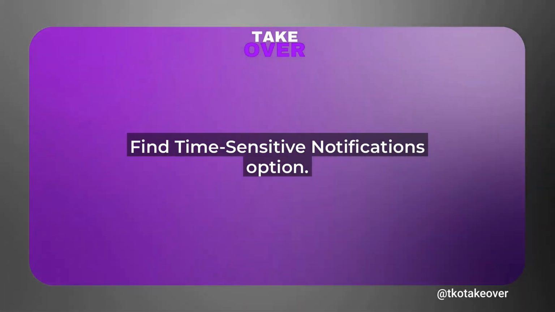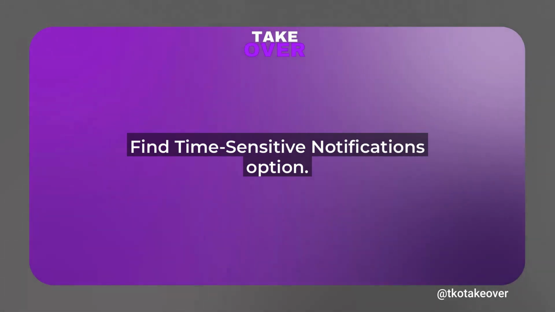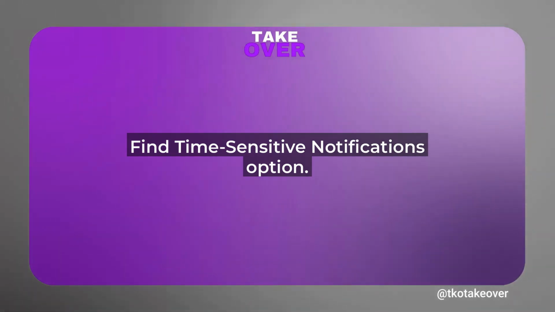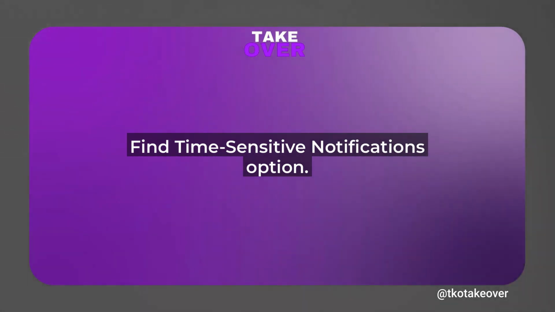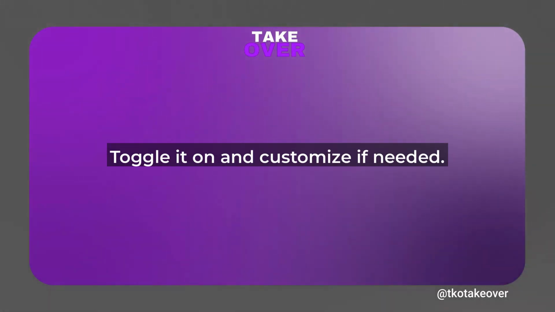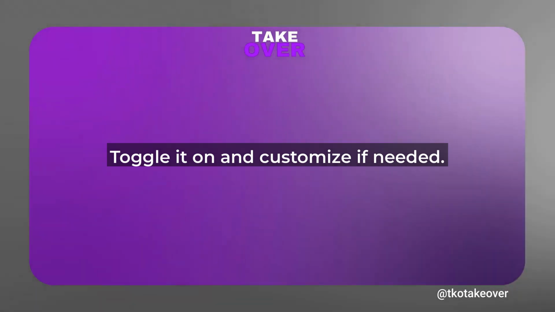Once you spot it, simply toggle the switch to the On position. You may see additional options, like selecting specific activities for time-sensitive alerts, so customize it to your liking if you want. After enabling it, exit back to the main app. You're all set. Your notifications will now only pop up for truly important, time-based content.